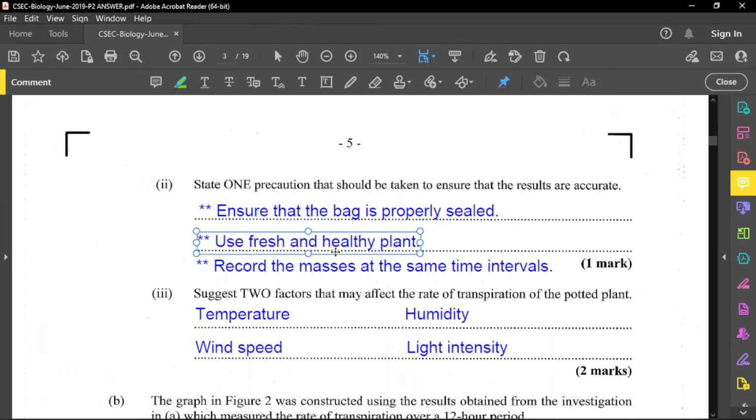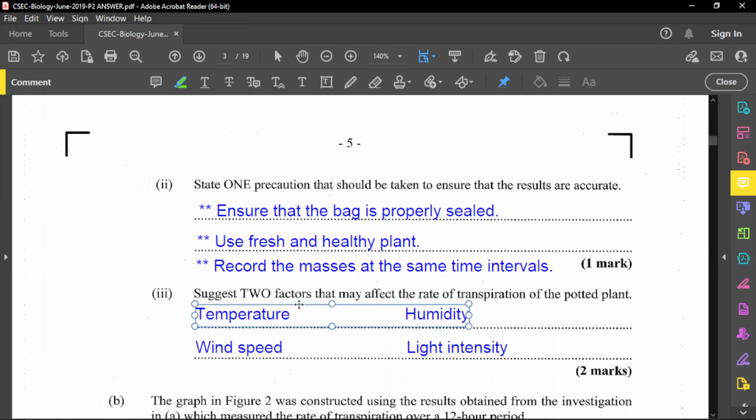Of course, you're going to use a fresh and healthy plant as well, because if a plant is not fresh and healthy, for example, if it's wilted, then there's no way you're going to have further evaporation or transpiration. And you need to record the masses at the same time intervals. You can't measure at half an hour and then measure at 1 hour and 2 hours. No, same time interval. Very important to do those things.